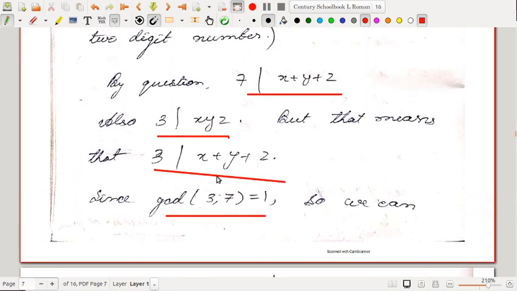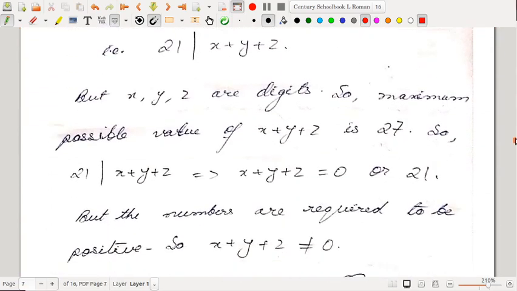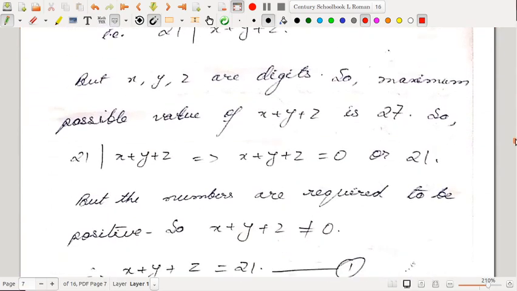It's a common multiple of 3 and 7, but what is the least common multiple of 3 and 7? It's 21. So 21 should divide x plus y plus z. In other words, 7 divides this, 3 divides this, and the GCD of 3 and 7 is 1, so their product will divide x plus y plus z. That is also a result from number theory which was discussed.